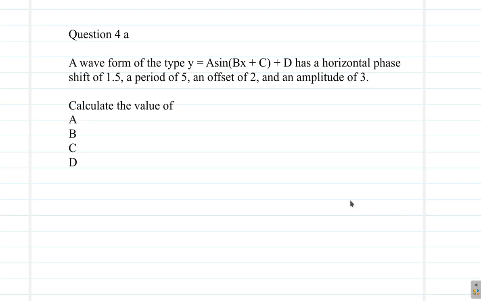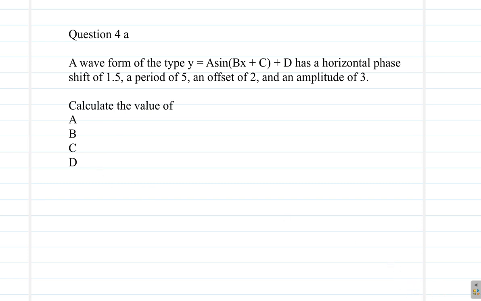We're at question 4a. It says a waveform of the type y equals a sine(bx plus c) plus d has a horizontal phase shift of 1.5, a period of 5, an offset of 2 and an amplitude of 3. We must calculate the values of a, b, c, and d. Alright, now let's see what's going on here.